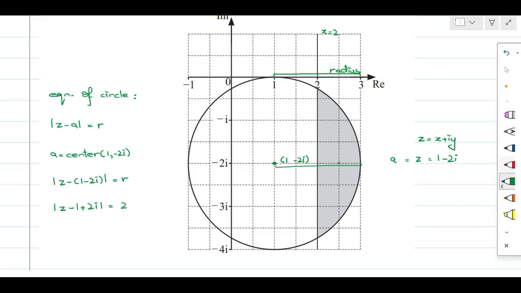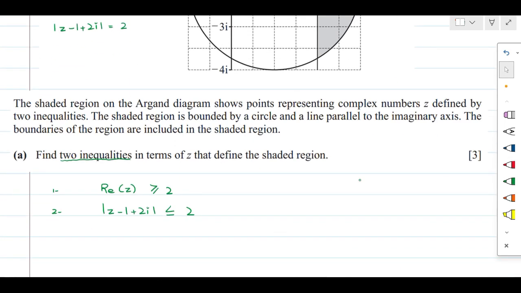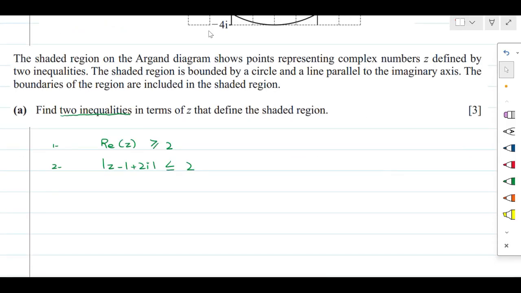Radius is from the center to the point on the circumference. This is 1 and 2 units. So radius is just the 2 units. So inner portion of the circle is shaded. So we can say less than or equal to. So these are the two inequalities. I hope this is clear now, which define the shaded region.